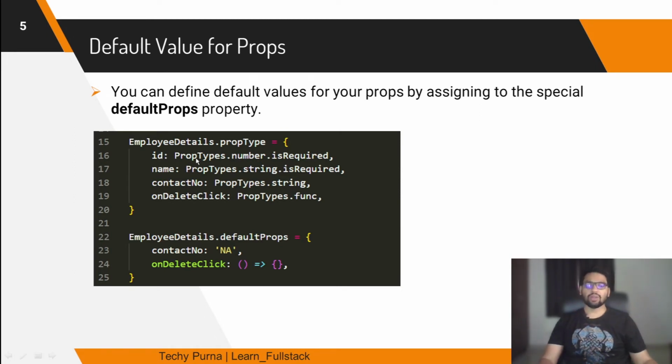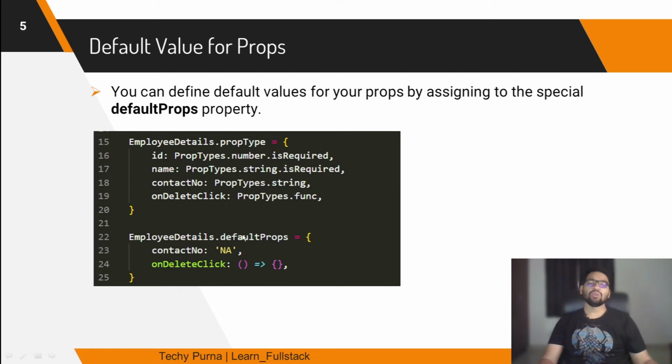Let's say someone wants to use your employee details component. They don't need to pass the contact number or on delete click because they are optional, but they must pass ID and name. In that case they can still see the output because they are passing the mandatory properties. But what will happen? There is tightly coupled code written for the contact number, which is not passed because it's an optional field.